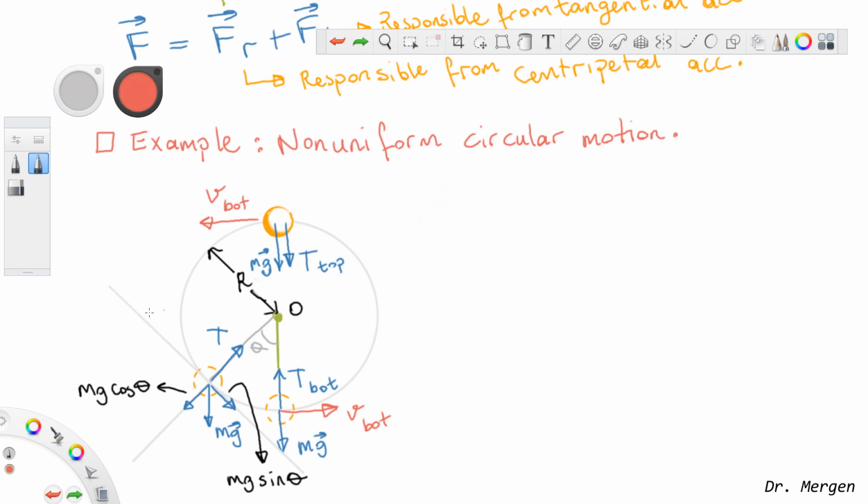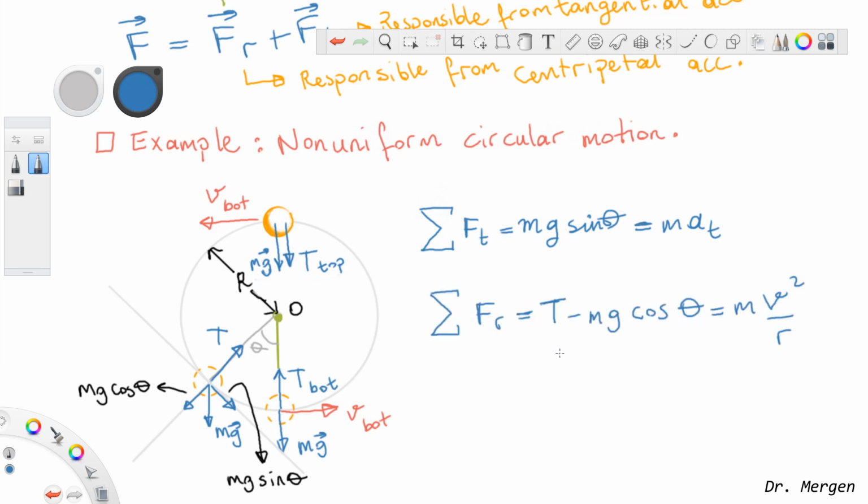So with the help of these trigonometric expressions, let's write our force balance equations. In the tangential direction, there is only one force component. And in the radial axis, we have two force terms. First one is the tension on the cord, and second one is caused by the weight of the sphere. Okay, let's name these equations as equation number 1 and equation number 2.